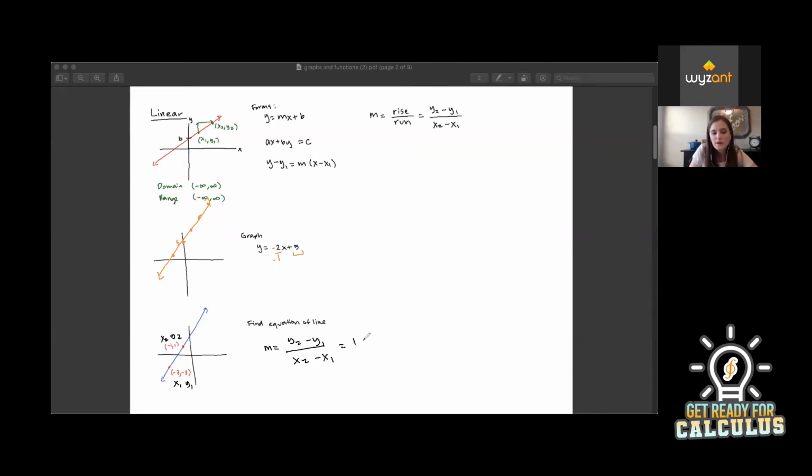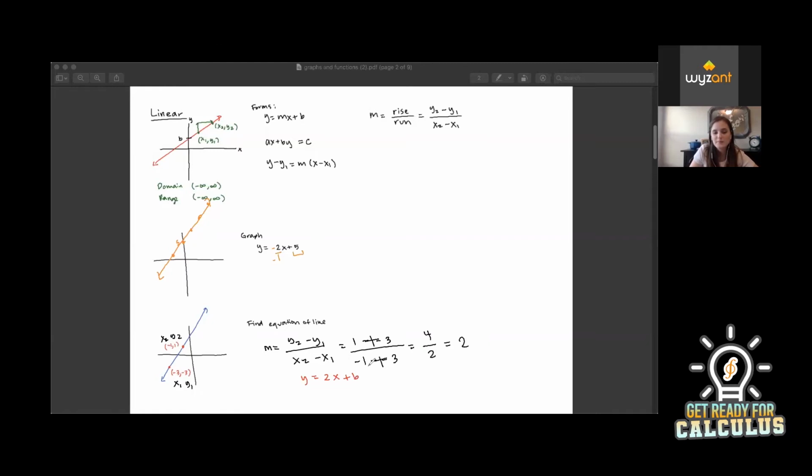So it's going to be 1 minus -3 over -1 minus -3. So these negative negatives become a plus sign, so we get 4 over 2, which is just equal to 2. So now we have our slope. We can plug that into y equals mx plus b, but we don't have our b yet, so we're still going to need to find that.